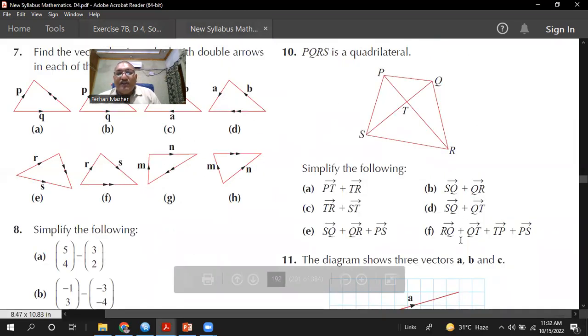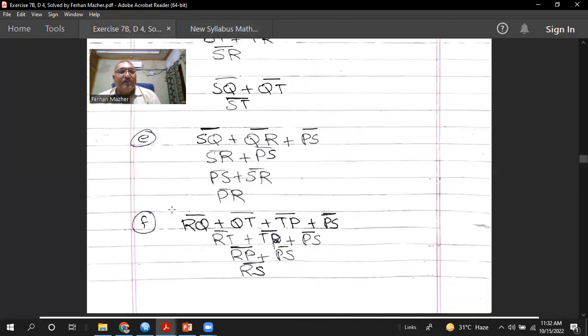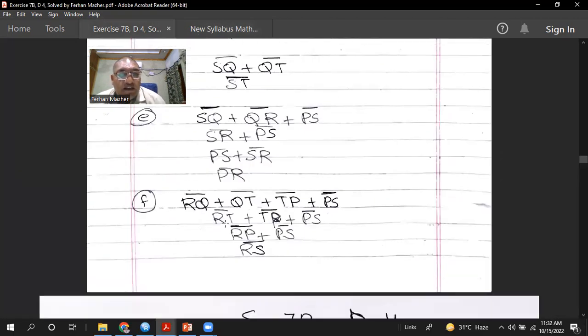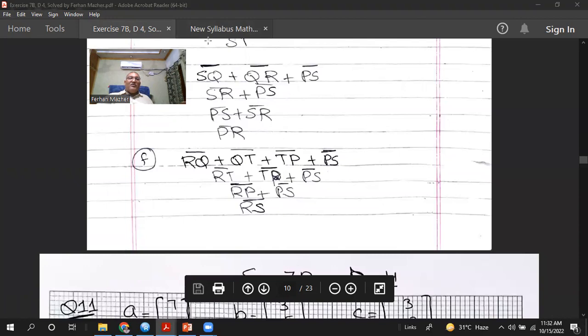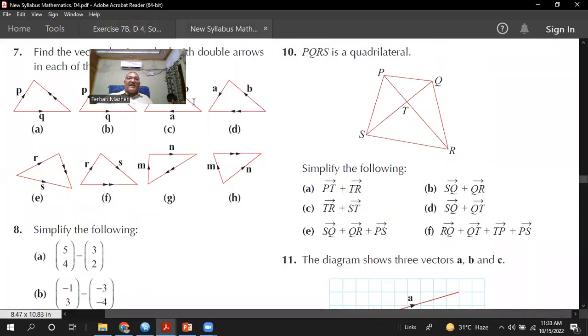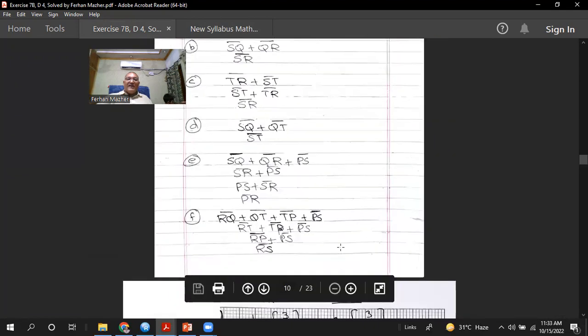Then we have RQ plus QT plus TP plus PS. RQ plus QT will be RT, plus TP plus PS. Where it ends, it starts. RT plus TP will be RP, plus PS. Where it ends, it starts, so it's good. RP plus PS will be RS. So that is how question number 10 is done. Let me reduce the size so you can see the whole question together.